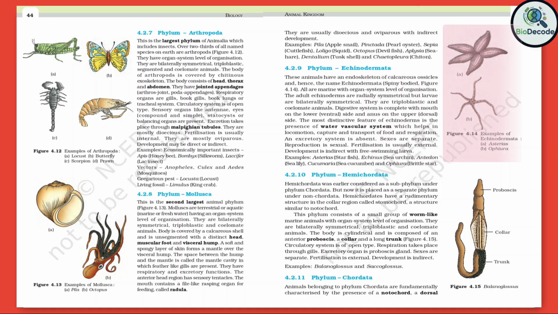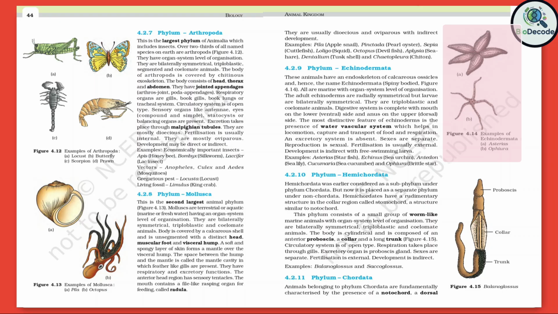Figure 4.14. Examples of Echinodermata: A, Asterias; B, Ophiura. This figure portrays typical members of phylum Echinodermata, which are exclusively marine and display radial symmetry in adults, bilateral in larvae. Asterias, the starfish, has a 5-armed body radiating from a central disc. The figure emphasizes its water vascular system, used for locomotion, food capture, and respiration. Tiny tube feet protrude through the arms, enabling slow, powerful movement.